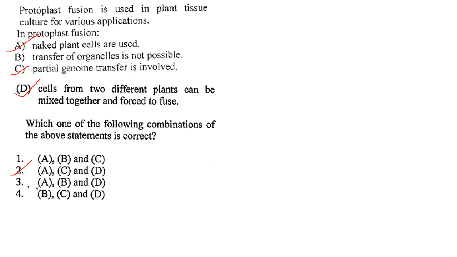The next one. Protoplast fusion is used in plant tissue culture for various applications. In protoplast fusion, naked plant cells are used. Yes, they don't have a cell wall. Then, transfer of organelles is not possible. That is not correct. Partial genome transfer is involved. Yes, that is also correct. Cells from two different plants can be mixed together and forced to fuse. That is also correct. So which one of the following combinations of the above statements is correct? It is A, C and D, option 2.